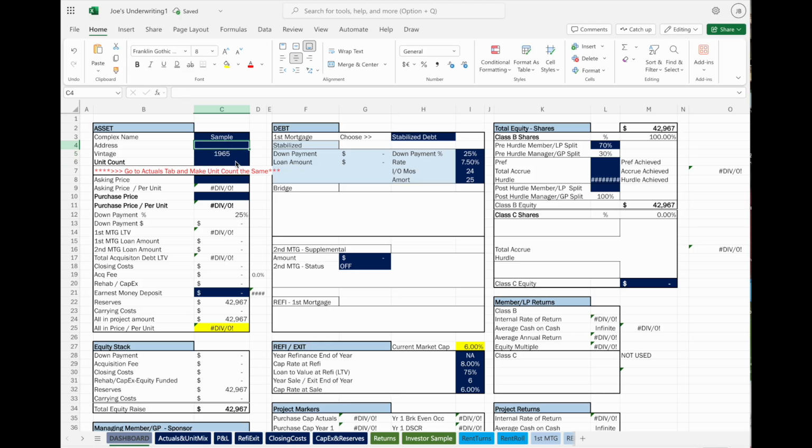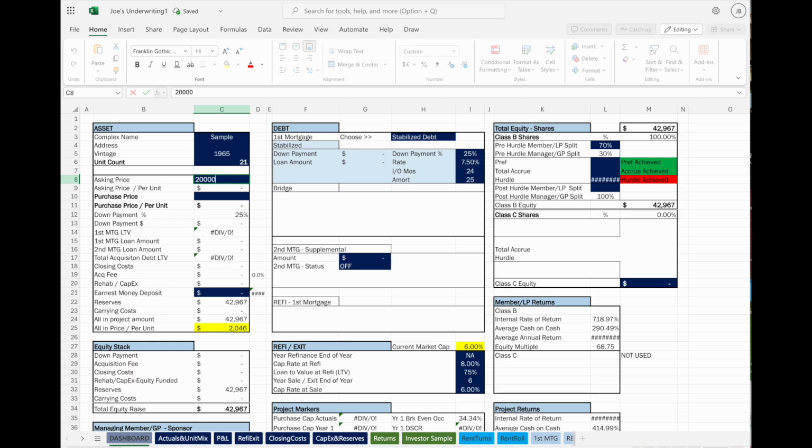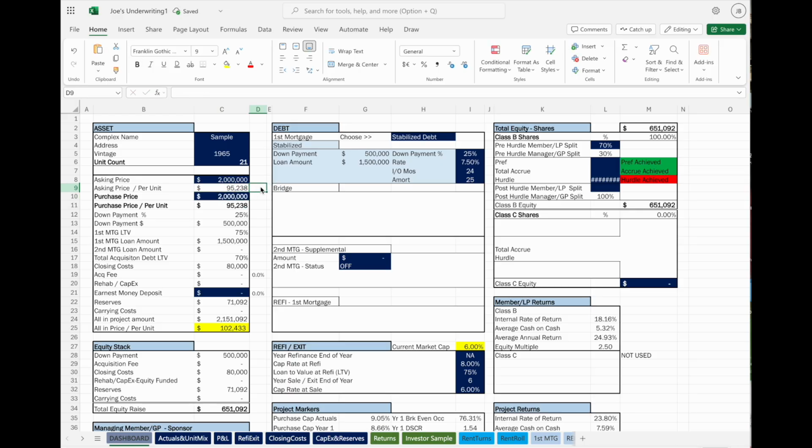We're not going to put an address. We're going to do the unit count. It's 21 because that's what it is. Now the asking price I know is $2 million, so that's what we're going to put here. And then for the purchase price, you can always start off by putting in the actual asking price. Oops, not 20 million, 2 million. There we go. You can always put in the asking price, and then we can work back from there.